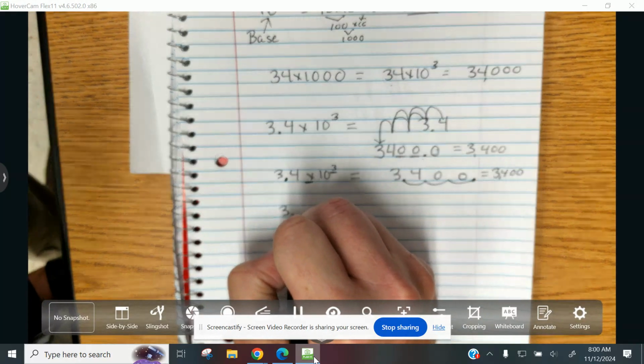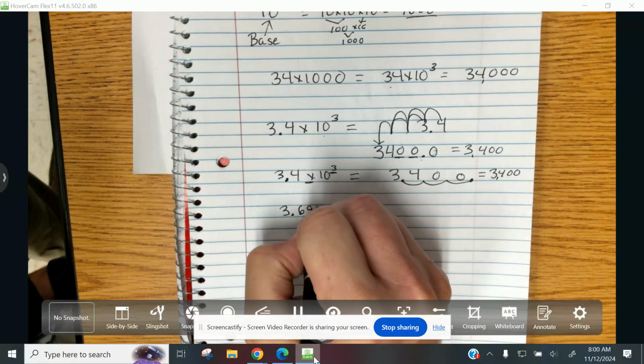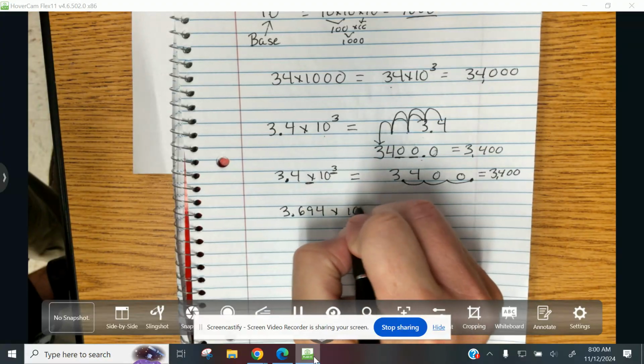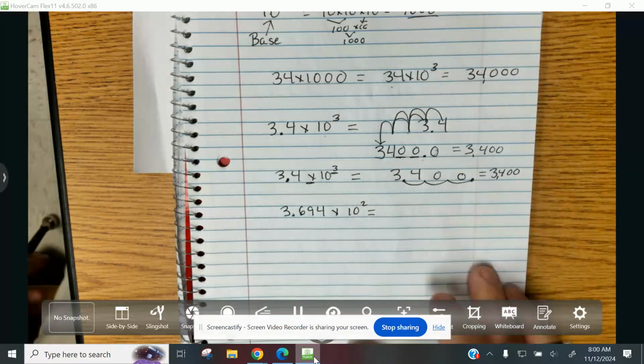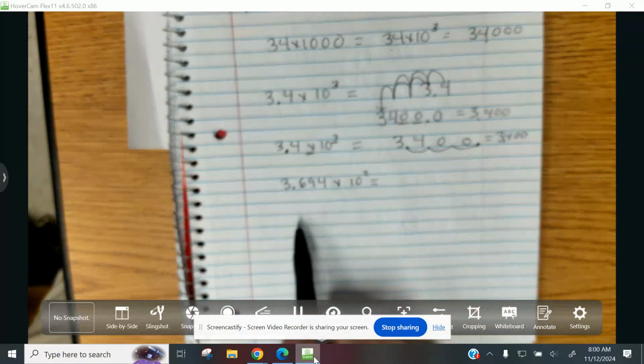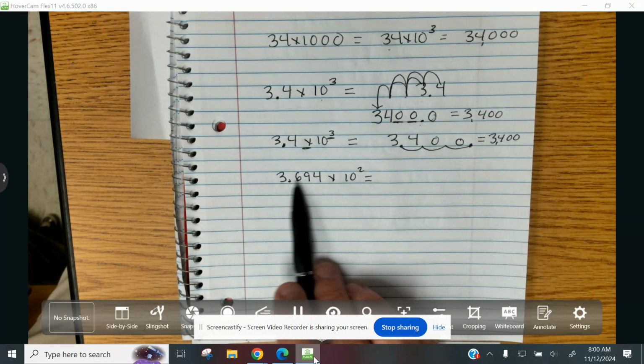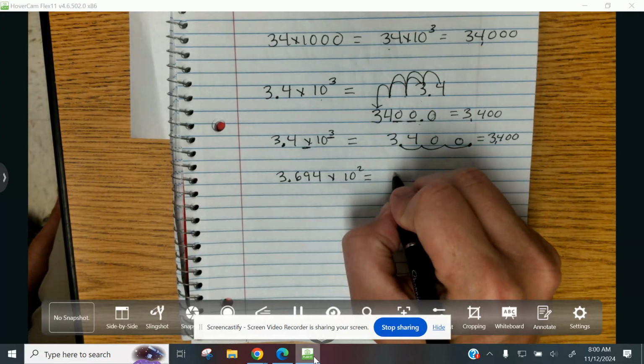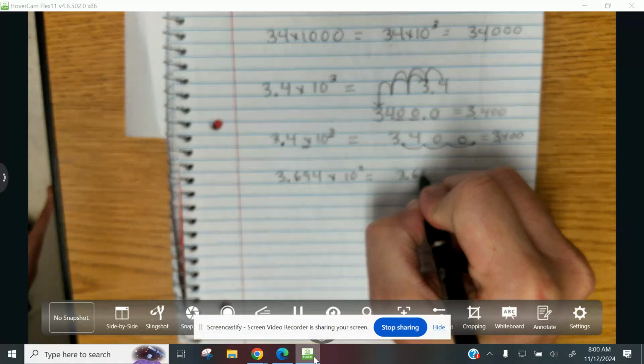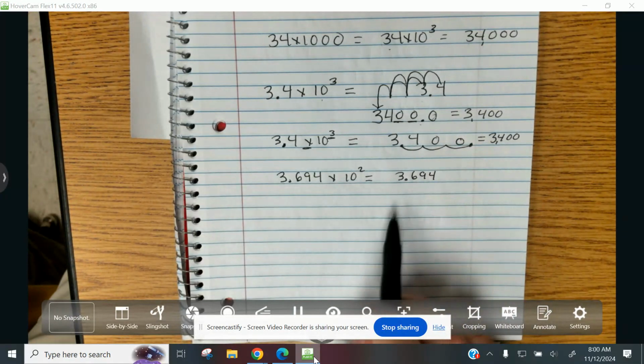Let's go 3.694 times 10 to the second power. So again, the first thing we know is, since we're multiplying by a power of 10, these digits are going to stay the same. So I know my problem is going to have the same numbers in it, 3.694. So I just rewrite the whole thing.